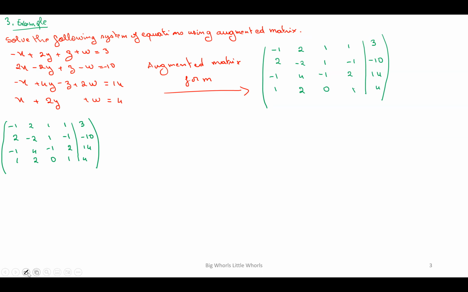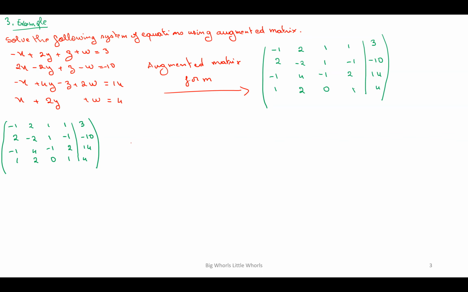Okay, so let's go with the first. What we have to do is use the leading entry of the first row, the 1 in the first column, to eliminate everything below it. So I'm going to use it to eliminate all the entries below it: the 2, the minus 1, and the 1.